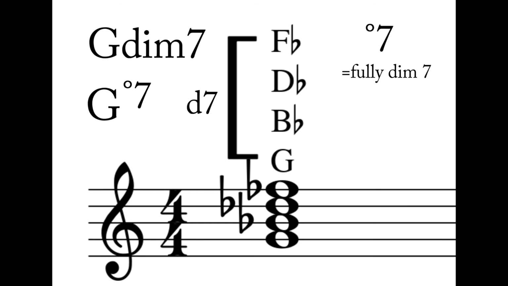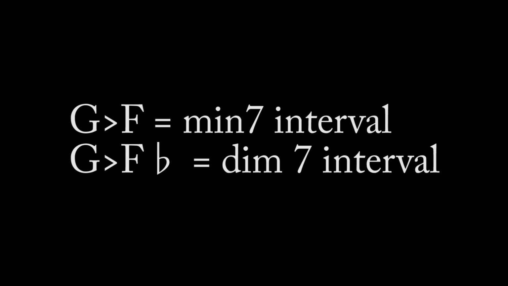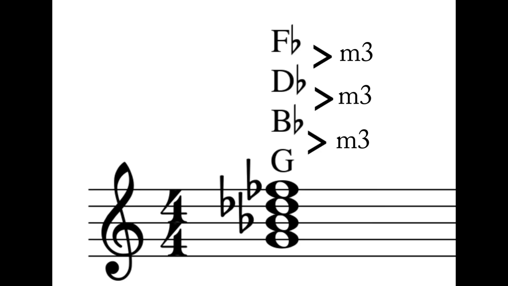We have a diminished triad with a diminished 7th interval from our root to our 7th. Remember in my last lesson, I explained that the interval a half step lower than a minor interval is a diminished interval. So G to F is a minor 7th interval. G to F flat is called a diminished 7th interval. You may also notice that this whole chord is fully stacked with minor third intervals. We have a lot of other chords to learn, but this video is meant to give you a foundation of how many chords are constructed.